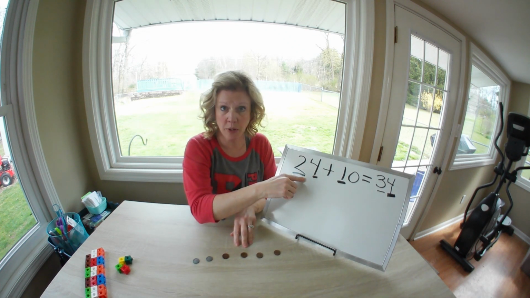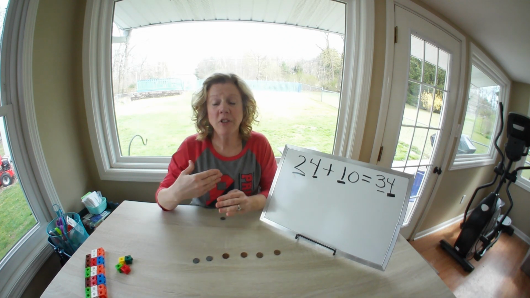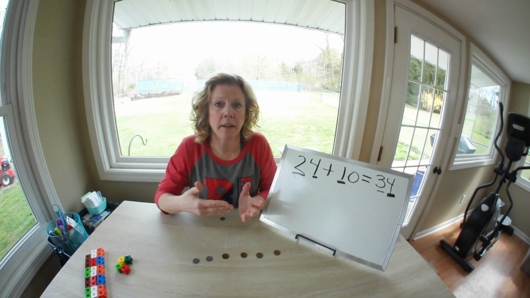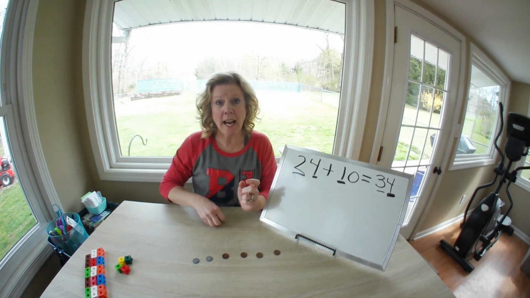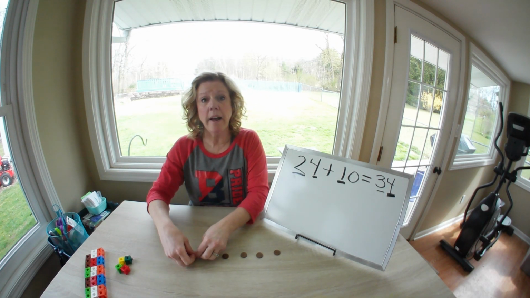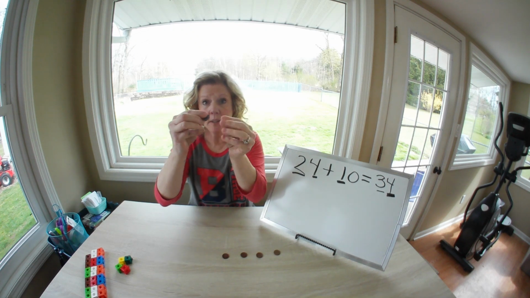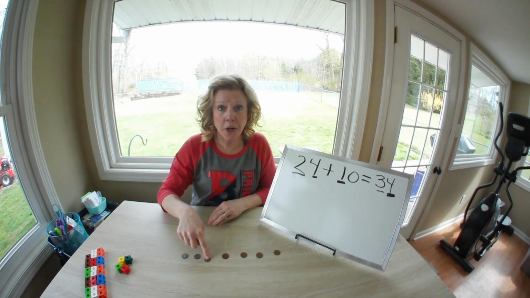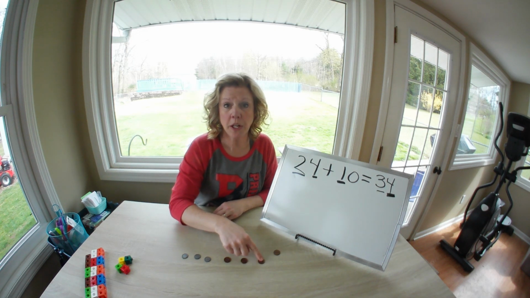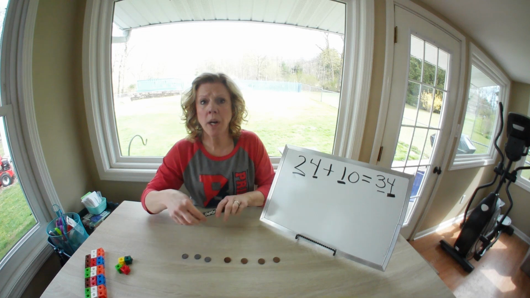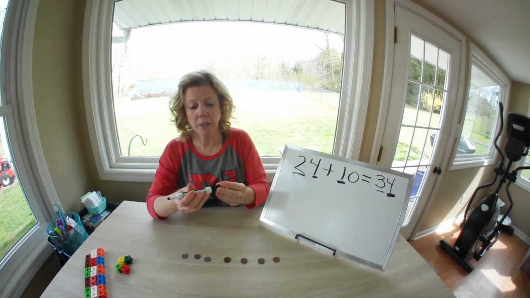So again, I'm starting with 24. I have to add 10. So am I going to add a dime or a penny? That's right. We're going to add another dime because dimes are 10. So now I have 3 dimes and 4 pennies. So I have 10, 20, 30, 31, 32, 33, 34. So again, it matches.